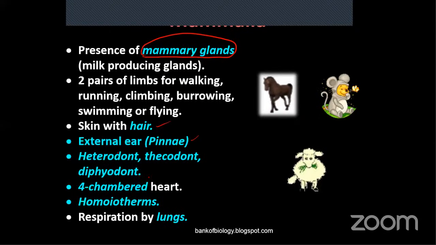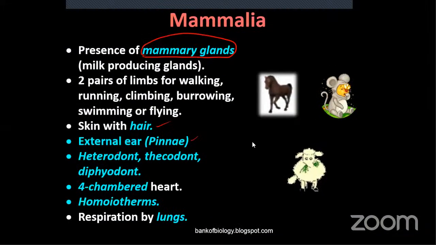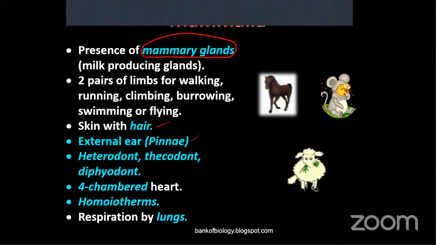Then they have a four chambered heart. So here there's complete demarcation of oxygenated blood and deoxygenated blood. The oxygenated blood will flow through the left side of the heart, and deoxygenated blood will flow through the right side of the heart. And they are homeotherms. What do you mean by homeotherms? They maintain a constant body temperature, and respiration by lungs.